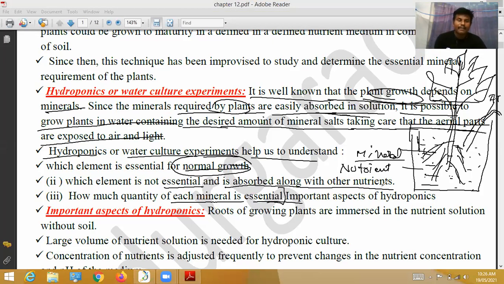So hydroponics or water culture experiments help us understand in these three aspects: which element is essential for normal growth, which element is not essential and is absorbed along with other nutrients, and how much quantity of each mineral is essential to the particular plant. Okay, that's all.